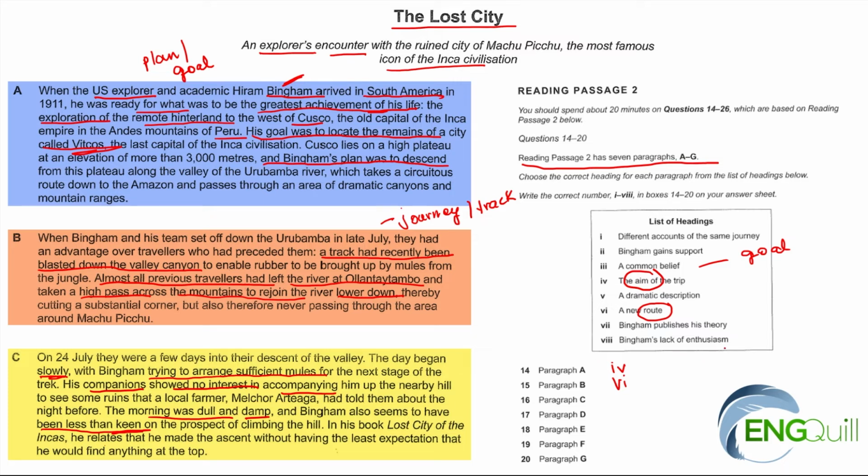Yes, being a lack of enthusiasm. Why? Because it was talking about it was less than keen. Everything is negative here. Showed no interest. Morning was so dull. So, my answer to paragraph C is going to be this one, option number 8. Right? And you strike it off. Strike these options off so that you don't get confused.